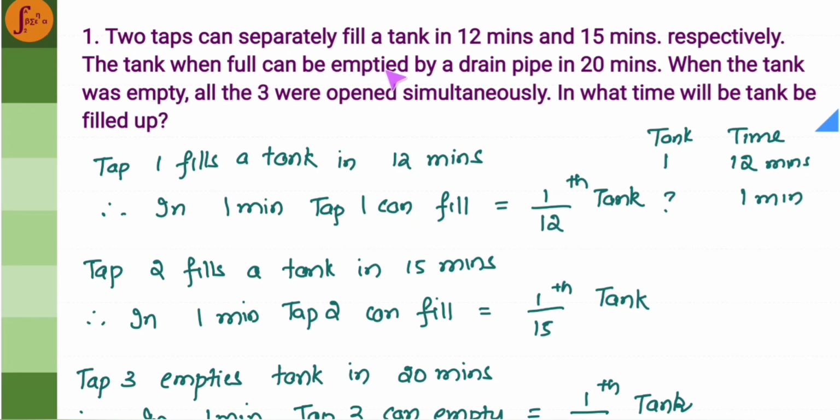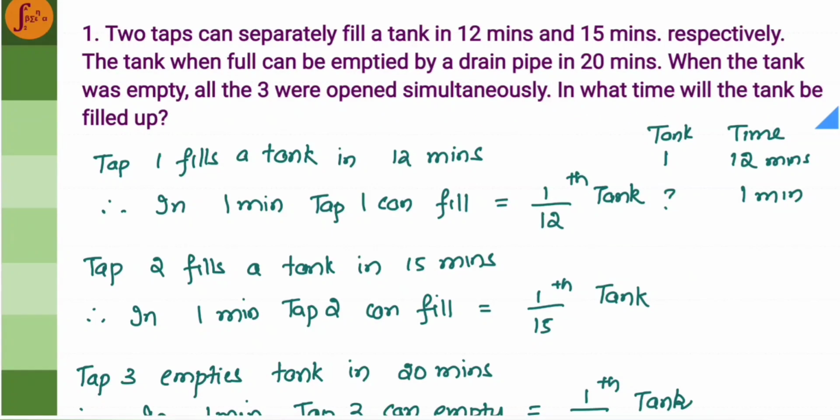Two taps can separately fill a tank in 12 minutes and 15 minutes respectively. The tank when full can be emptied by a drain pipe in 20 minutes. When the tank was empty, all the three were opened simultaneously. In what time will the tank be filled up?